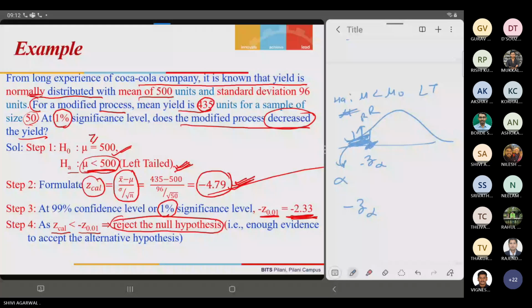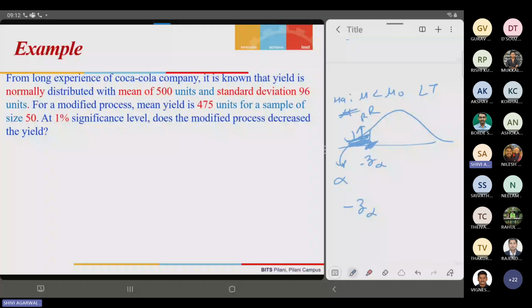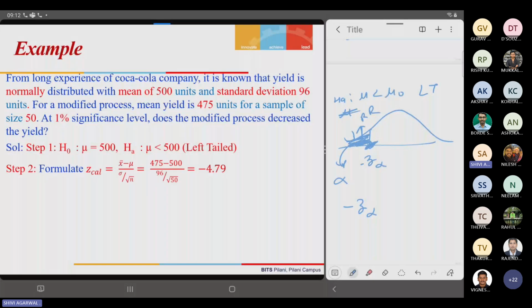Okay? Now we are doing the same question with p value. Same question. In this one, the first step is the same, the second step is also the same. So it is a left tail. We are not making any changes. You can see here the question is the same. We are doing the same question only by the p value.